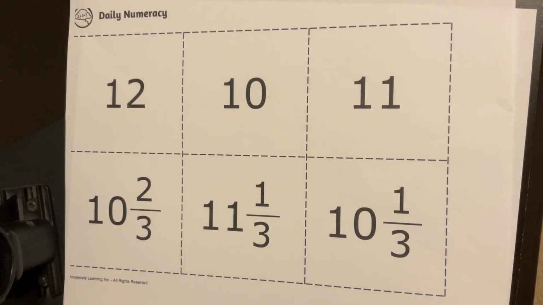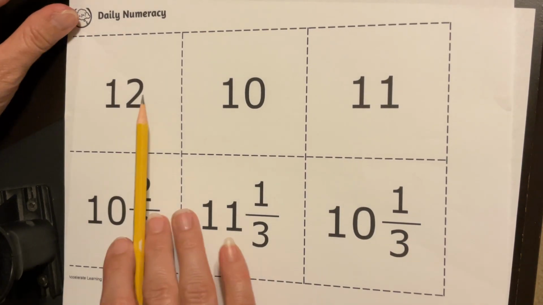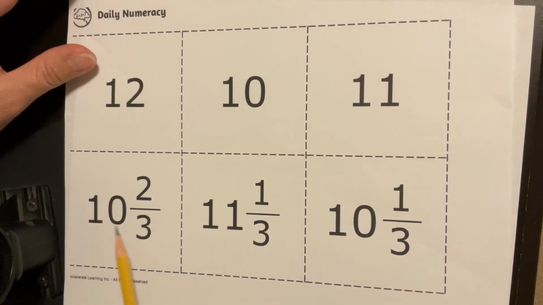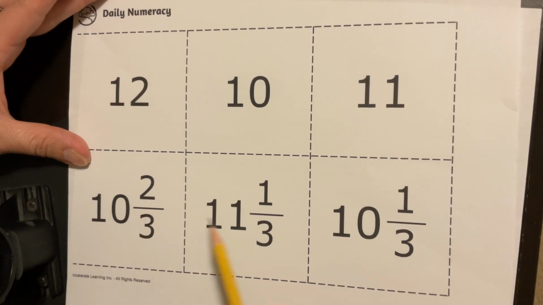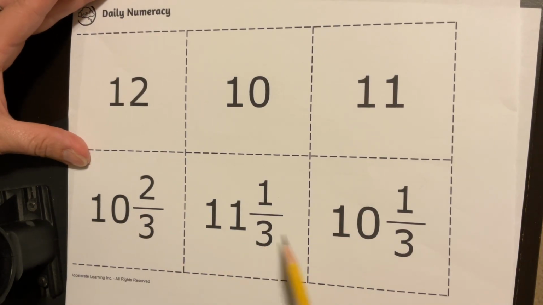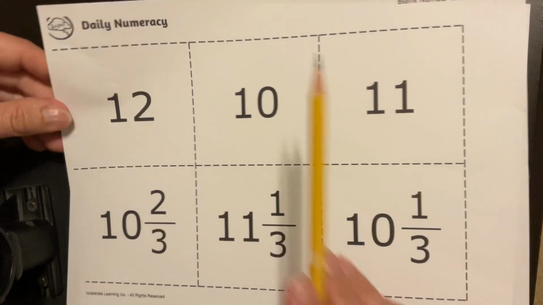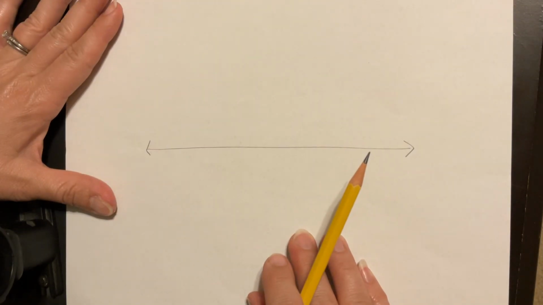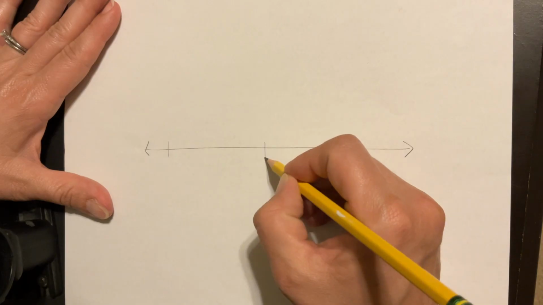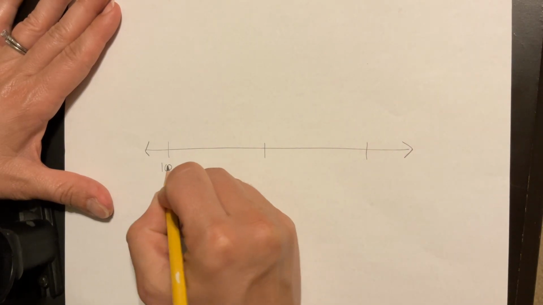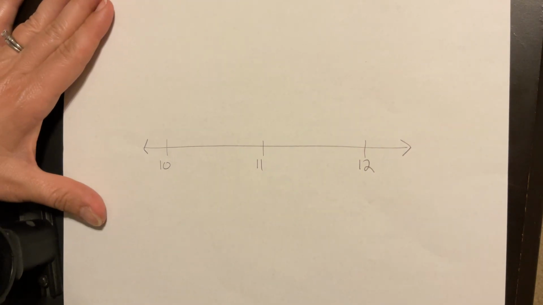Now that you've had some time to work on your own, let's think this through together. I've got 3 whole numbers, and I've got 3 fractions. I hope you've noticed these 3 fractions all have the same denominator, a denominator of 3. So I am going to start with my whole numbers. When I make my number line, I need a spot for a 10, an 11, and a 12. They go chronological, they need to start.